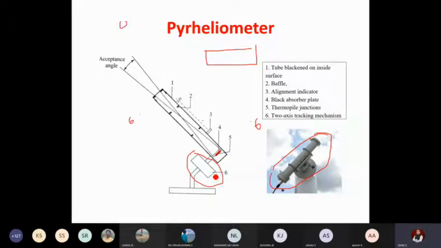You can see this is the tracking mechanism. It moves along with the sun. At the end of the day, it will be reset. So next day morning, again at 6 a.m. it starts, again it keeps on moving. There will be a stepper motor used. So it has a tracking mechanism also.